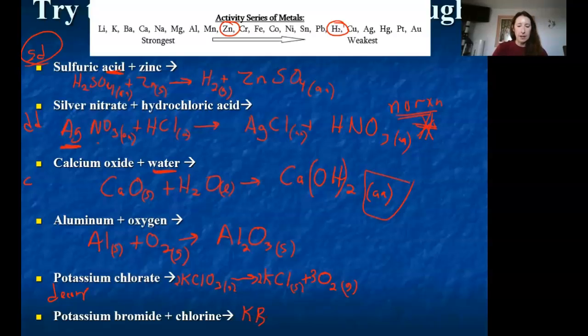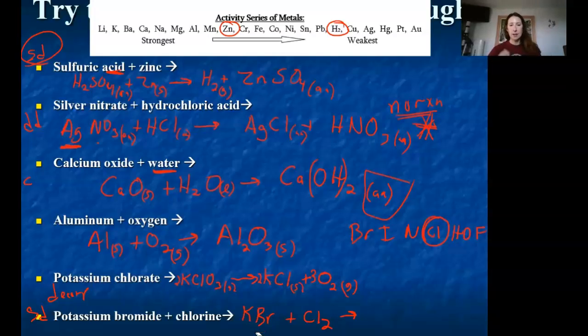Potassium bromide plus chlorine. And remember, chlorine is a Brinkerhoff. This means when it's by itself, there are 2 of them. Now for this one, this is a single displacement. How do we know? Compound, 1 element. So this is a single displacement reaction because it's a compound and 1 element.